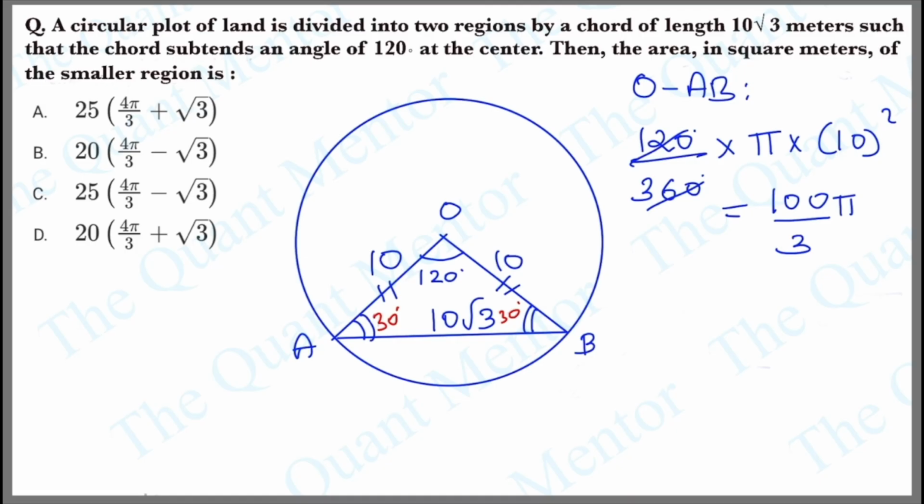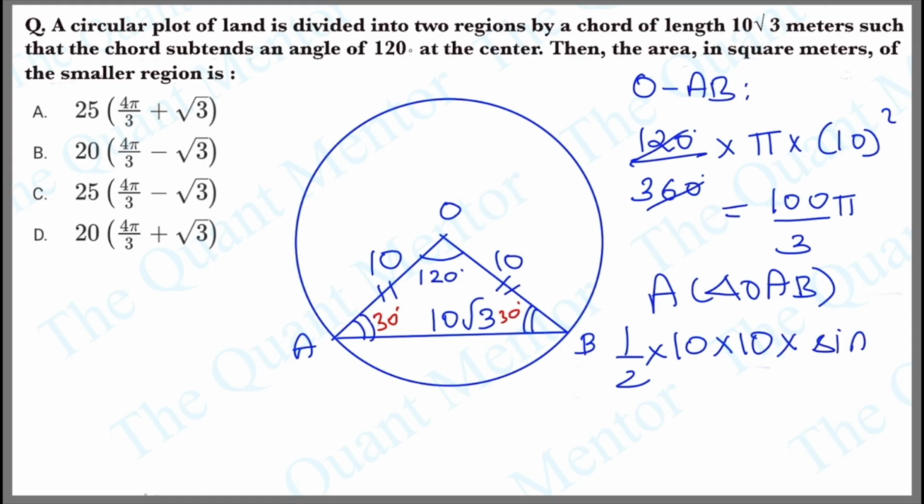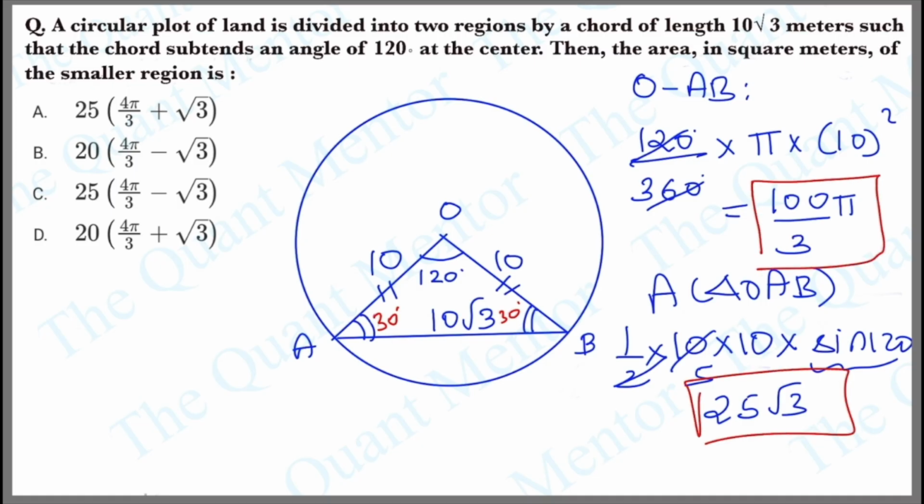Now from this, if I remove the area of triangle OAB, I will get the area of the yellow region, right? So the area of triangle OAB will be half into product of the sides into sine of the angle in between. So this will be 50 into sine 120, which is again sine 60, root 3 by 2. This will be 25 root 3. And that's it. I need to subtract the two areas to get my answer. Area of the sector minus area of the triangle. So the final answer is going to be the difference of these two.